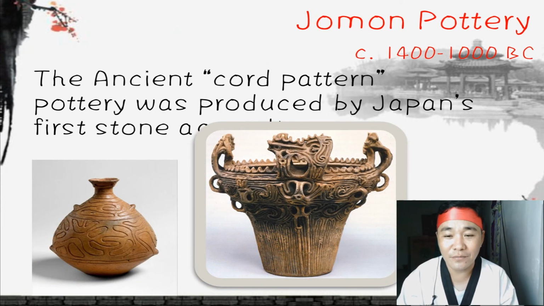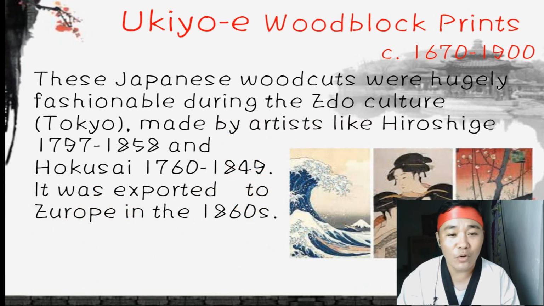Jomon pottery, 1400 to 1000 BC. The ancient cord-pattern pottery was produced by Japan's first Stone Age people. Ukiyo-e woodblock prints, 1670 to 1900. These Japanese woodcuts were hugely fashionable during the Edo culture, made by artists like Hiroshige, 1797 to 1858, and Hokusai, 1760 to 1849. It was exported to Europe in the 1860s.